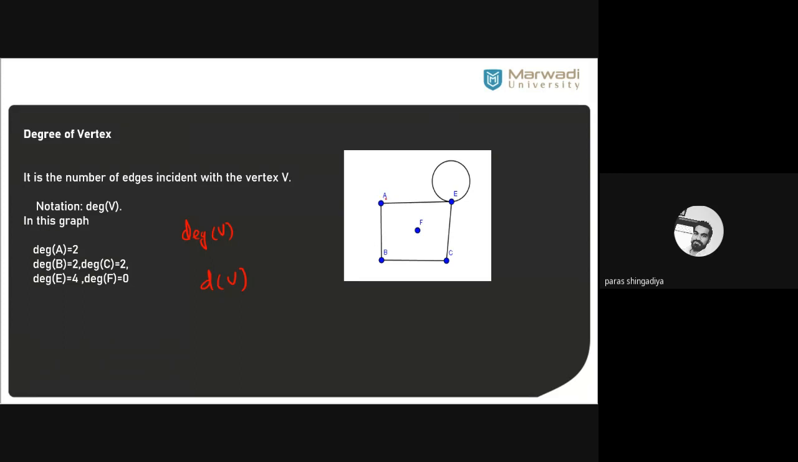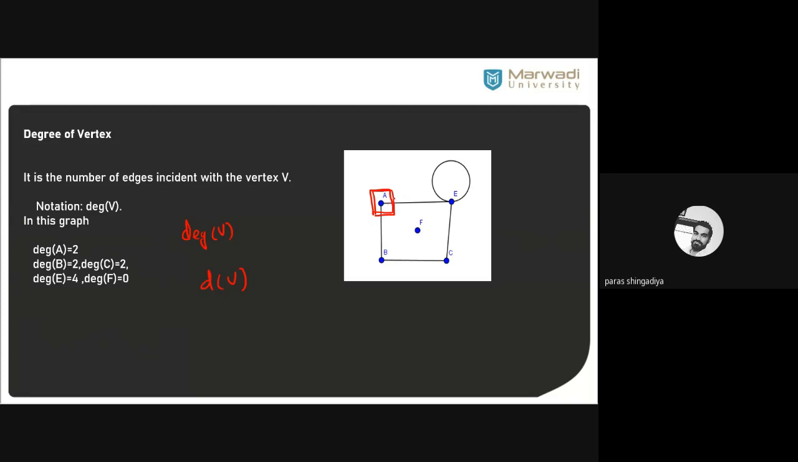Clear. Let's start with the vertex A. So what is the degree of A? How many edges are connected with A? How many edges are connected with A? Two. Okay, that's true. So what is the degree of A? That is 2. Clear?